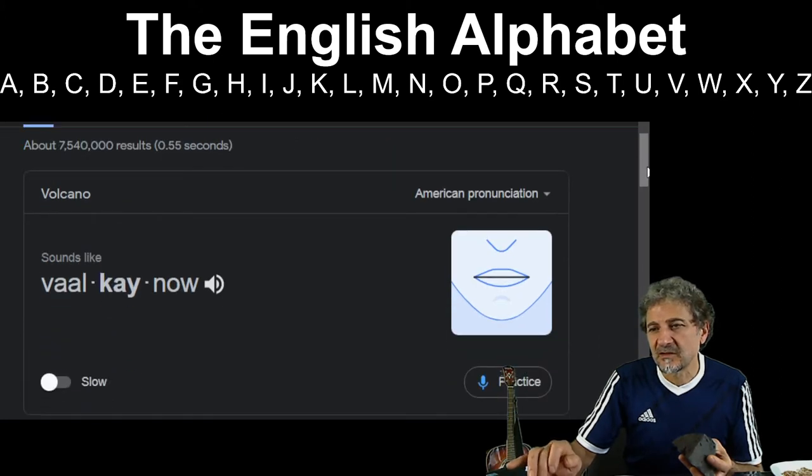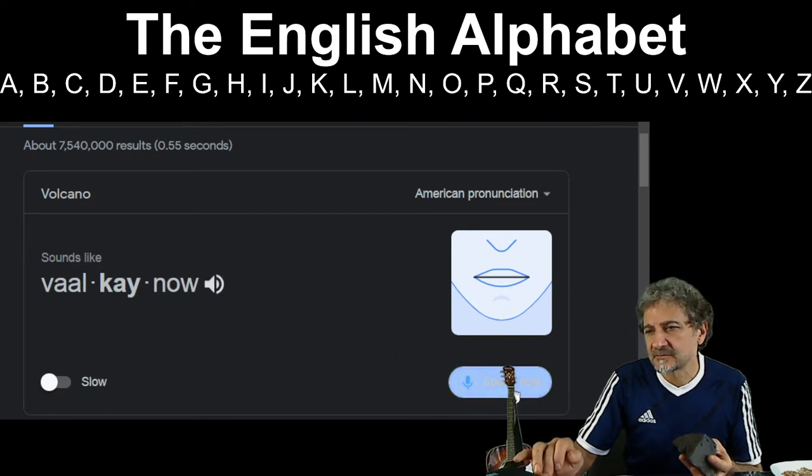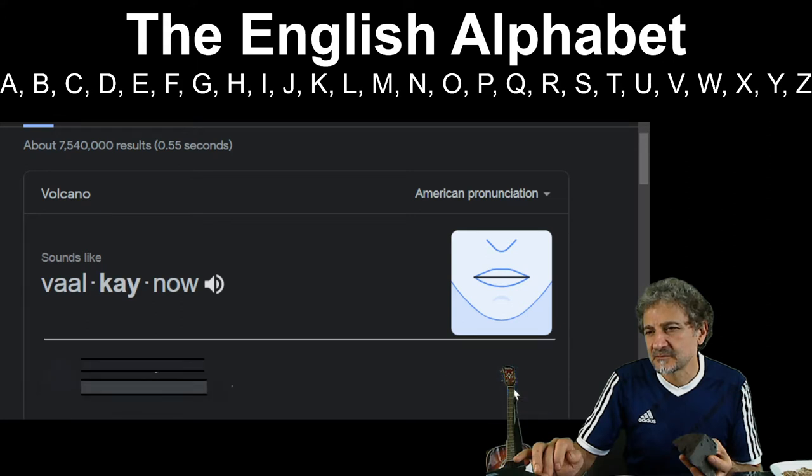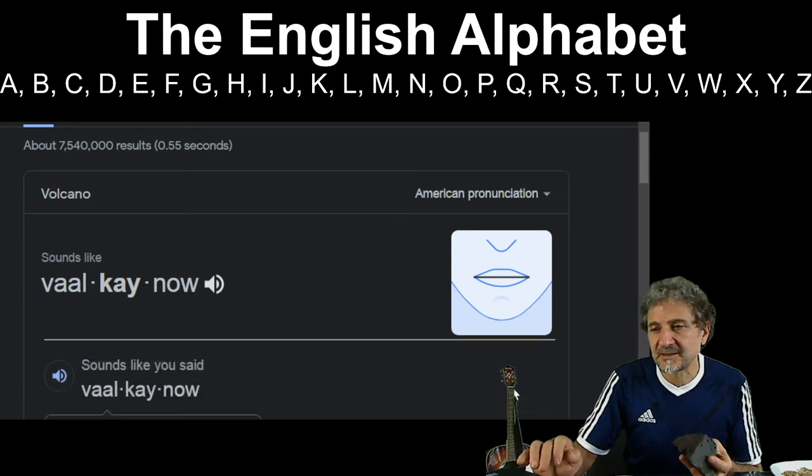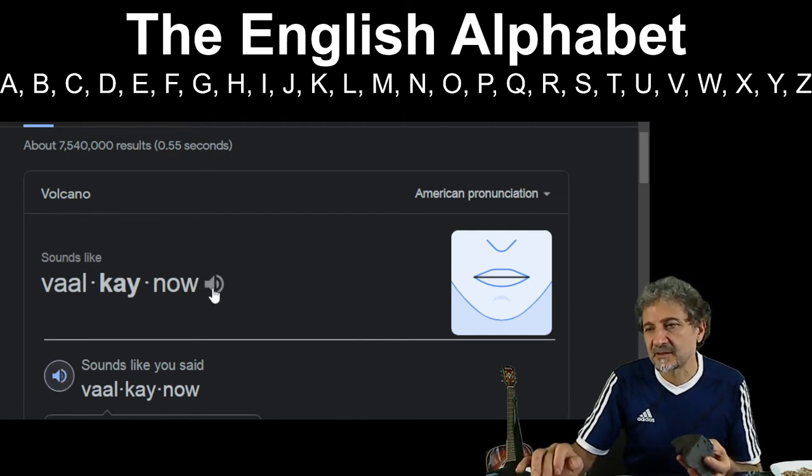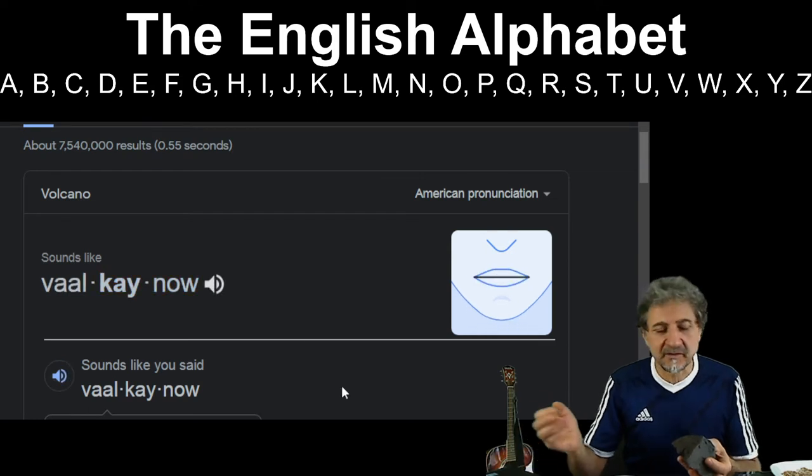If we go and say this word, I don't know how long it's going to take. Volcano. That's a miracle. Okay, anyway. Volcano. Somehow I did it. Okay, we learned at least.